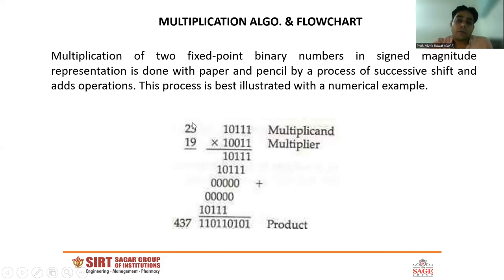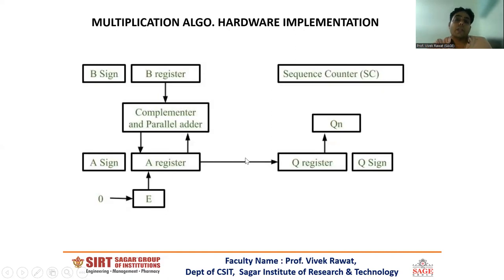But how does ALU perform this multiplication? We all know we have two numbers, one called the multiplicand and one called the multiplier. We need to calculate this multiplication in the form of bits. This work is done by the ALU. So before this multiplication, we need to know about the hardware implementation of the multiplication algorithm.